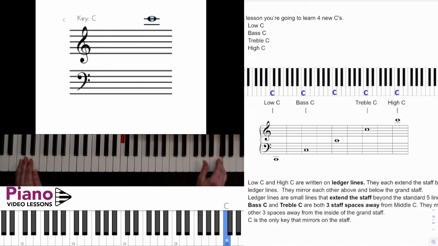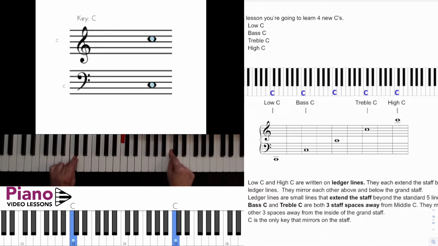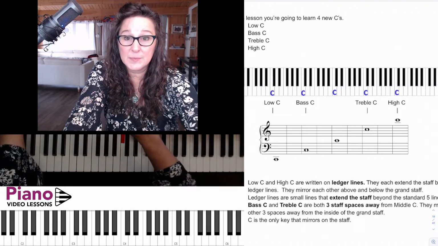This one is 2 ledger lines above the staff, and it's high C, and this one is 2 ledger lines below the staff, and it's low C. If you see a note in the middle with 1 ledger line, it's middle C. If you see a note above the staff or below the staff and it's 2 ledger lines, those notes are high and low C. So these ones are kind of easy to spot just because they're so high and so low. Remember, they have 2 ledger lines. And then these ones, they're the only space guide notes that we've learned so far, but they're also 3 spaces from the middle.